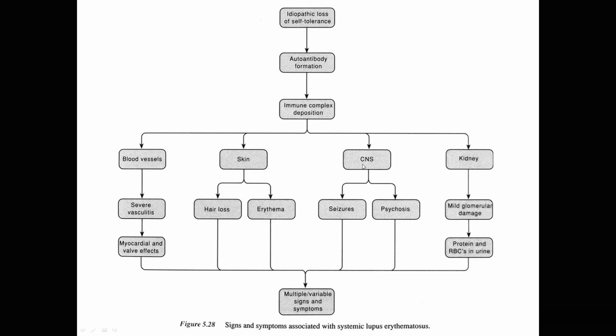In the CNS, the deposition will cause local changes related to disorders such as seizures and psychosis, and in the kidney, glomerulonephritis is produced due to the generation of an inflammatory response after the deposition of the antigen-antibody complexes. So, proteinuria and erythrocyturia will be observed in the urine.